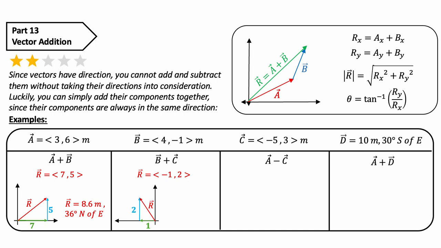The magnitude of that resultant is going to be 1 squared plus 2 squared. Take the square root of that. That's 2.2. And then the angle would be inverse tangent of 2 over 1. That's 63 degrees, and that's north of the west line.